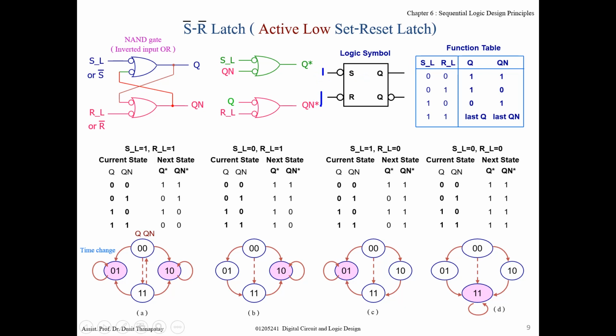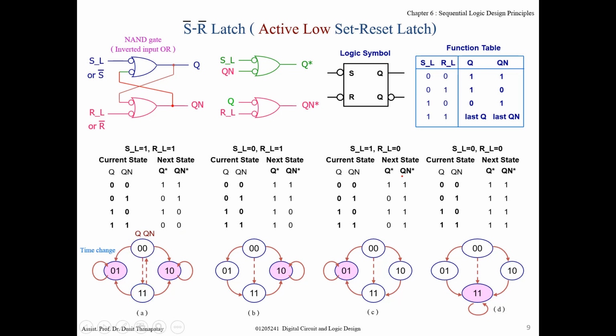If you apply 1, 1, not active for both. So now the circuit becomes bistable. So the value is last Q, same as the previous one, under the condition that the values of Q and Q prime must be 1, 0 or 0, 1. They must not be the same. If Q and Q prime are the same, what happened? It becomes unpredictable.